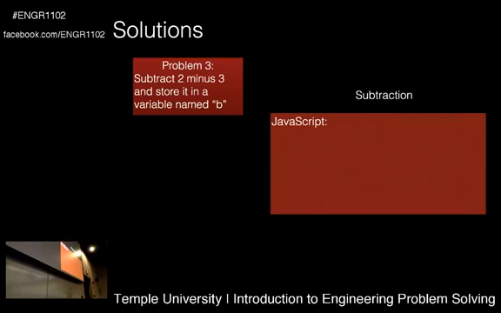Not you. Somebody tell me the answer. I got all day. They're paying me to be here. Var b equals 2 minus 3. All right, we're getting there.